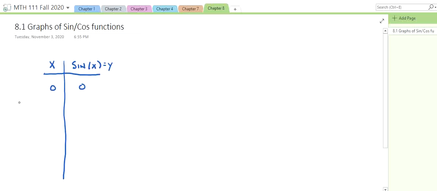The next angle is what? Let's go 30 degrees, which is pi over 6 radians, 1/2. Pi over 4. This is 45 degrees. This was square root of 2 over 2. Pi over 3 is 60 degrees.